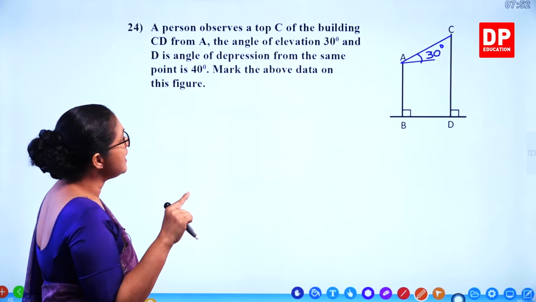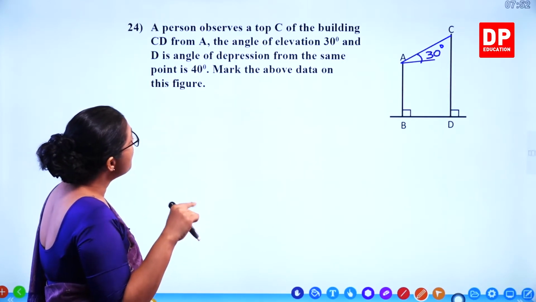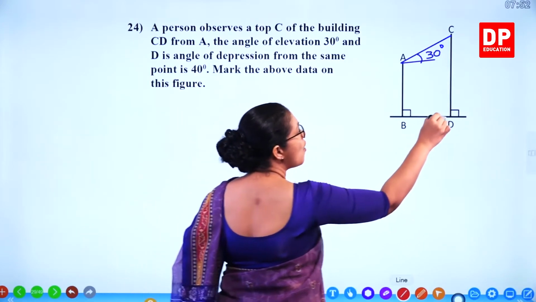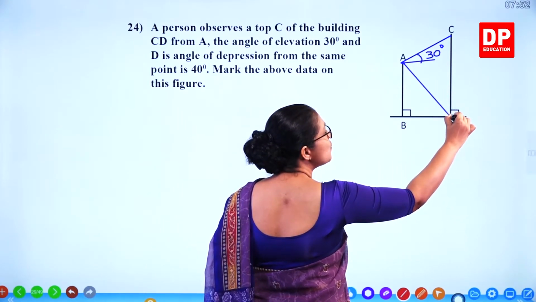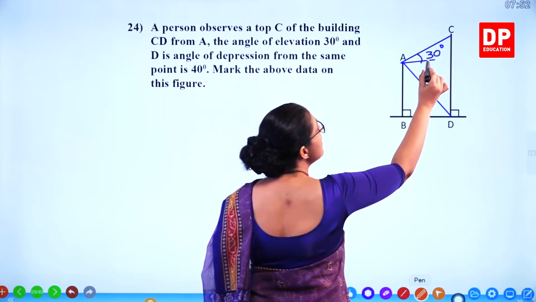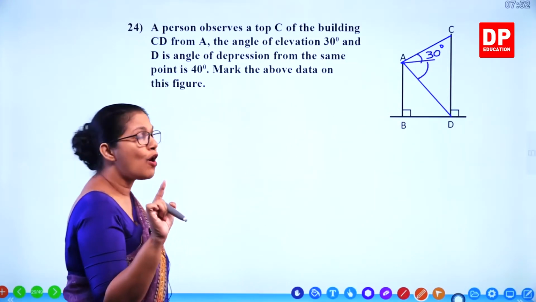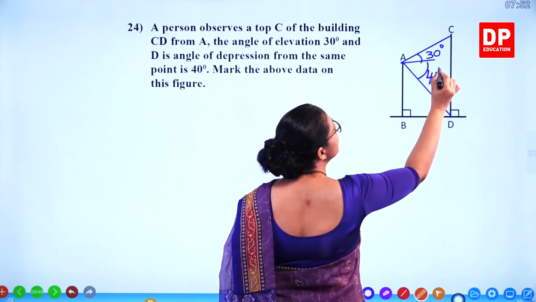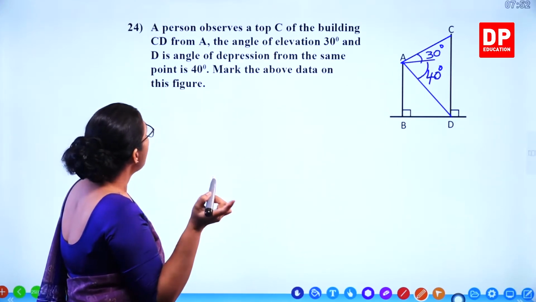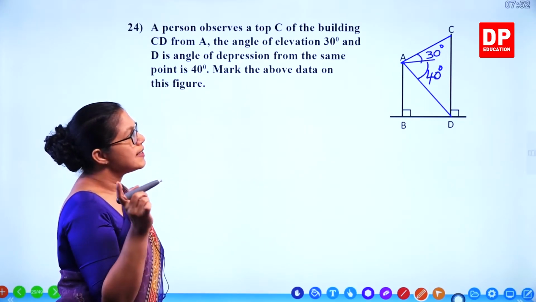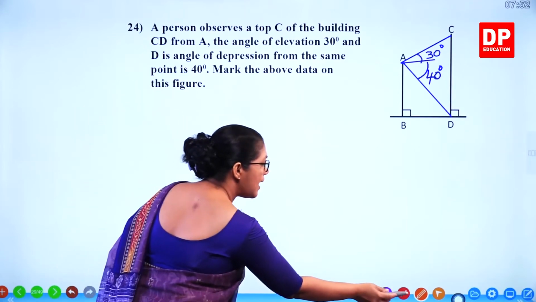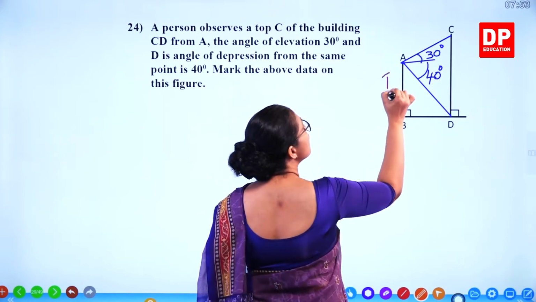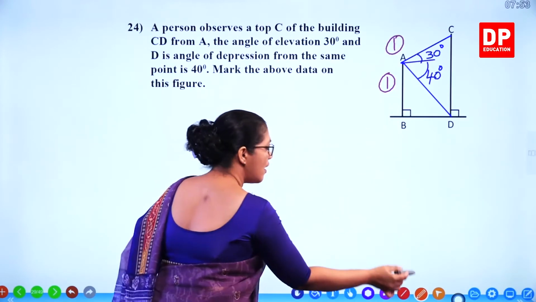Then it says D is an angle of depression from the same point is 40. So when you look down at D, this way, the angle of depression, this one, always from the horizontal line, that's equal to 40 degrees. Mark the above data on this figure. So you have to basically draw the 30 angle and the 40 angle. So you get 2 marks for that. 1 for 40 and 1 for 30 degrees.